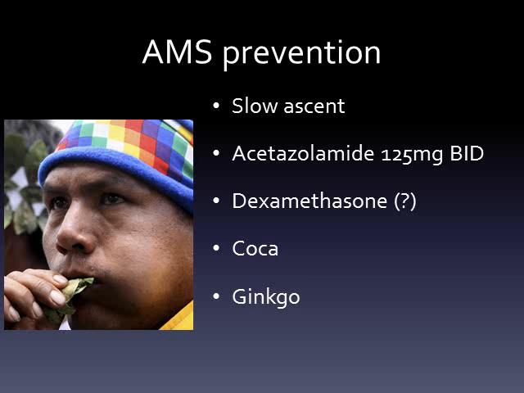Acetazolamide or Diamox 125 milligrams twice a day can be used for prevention if you are planning to not follow the recommended ascent profile, or if you have one of the other risk factors for AMS. Dexamethasone is controversial but can be used in prevention of acute mountain sickness. Coca leaves and ginkgo also have some protective effects on development of acute mountain sickness.